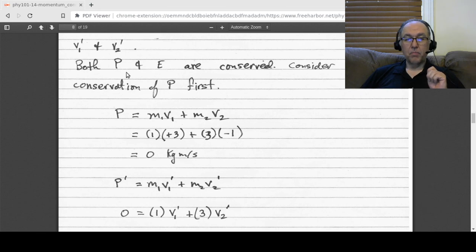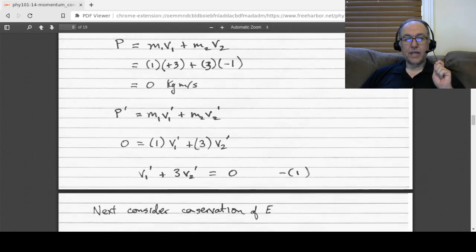So here I say both P and E are conserved. Okay, let's look at P first. How do you calculate that? It's m1v1 plus m2v2. I just substituted in the numbers: 1 traveling at 3 to the right, 3 traveling at 1 to the left, and that gives me a total momentum of 0 kilogram meters per second.